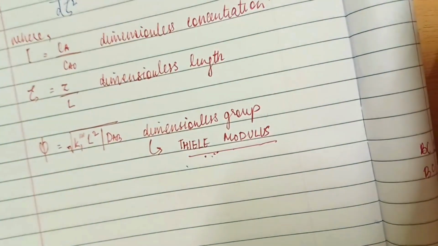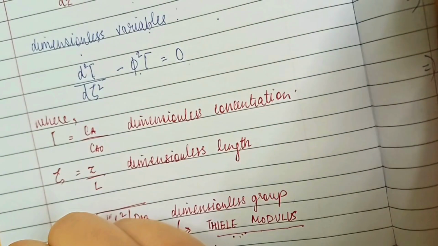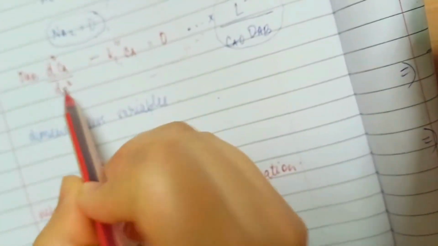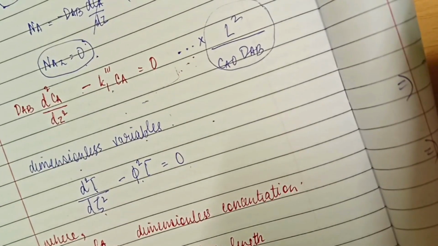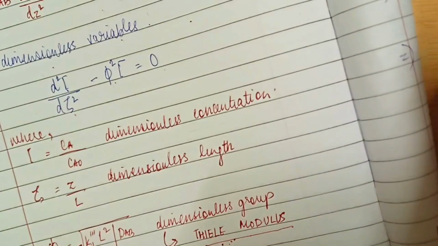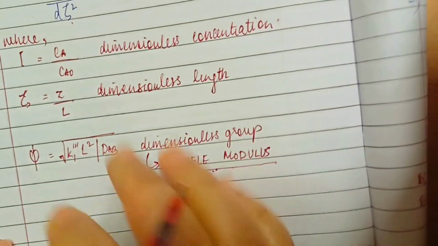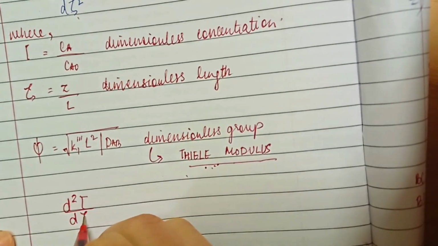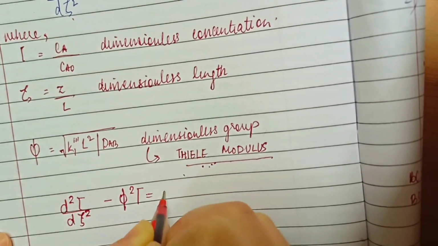Now our dimensionless variable equation is there. We need to apply the dimensionless boundary conditions for this case. Unlike in the previous equations, we need to use boundary conditions which are dimensionless. So our dimensionless variable equation is d square gamma upon d zeta square minus phi square gamma is equal to 0.